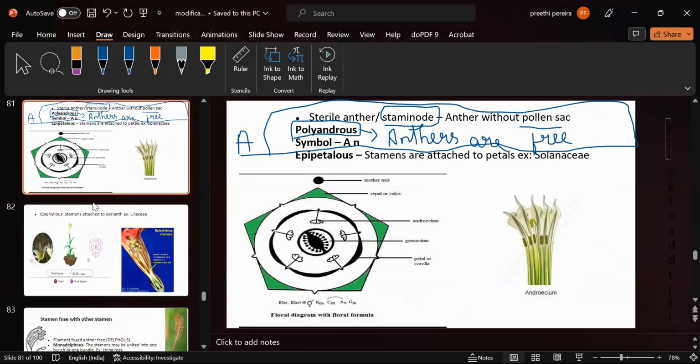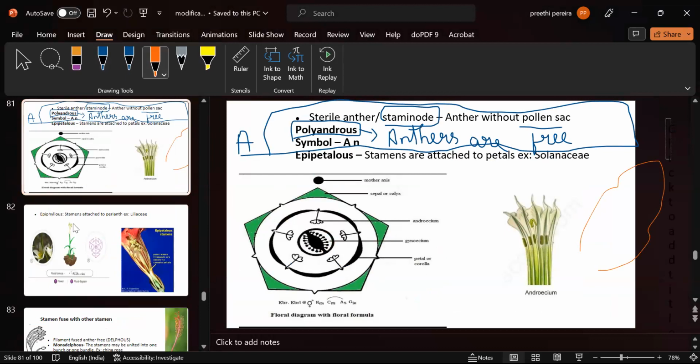Now, what is epipetalous? Here the stamens are free. They are not attached to one another, but they are attached to the petal. If you consider this as the petal, these stamens are adhered to the petal ends. So, if you pull out the petal, you will get the stamens also along with it. That kind of condition is known as epipetalous, stamens attached to the petals.